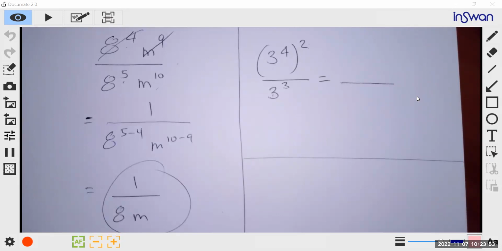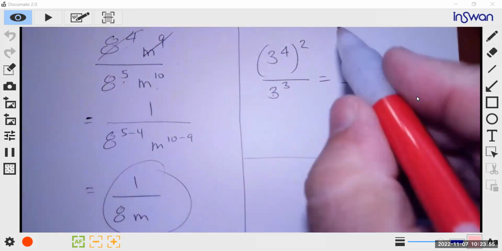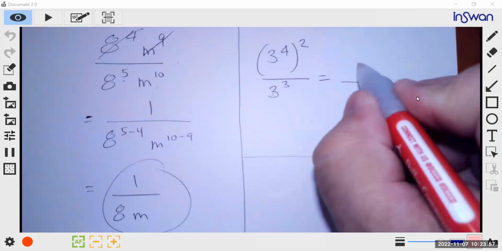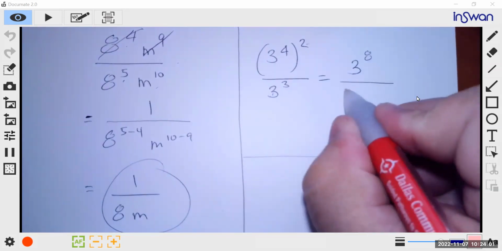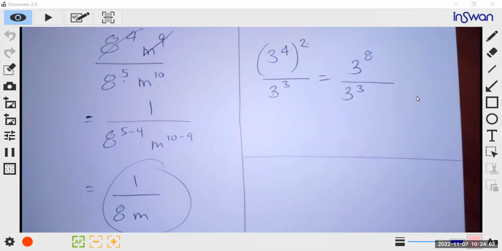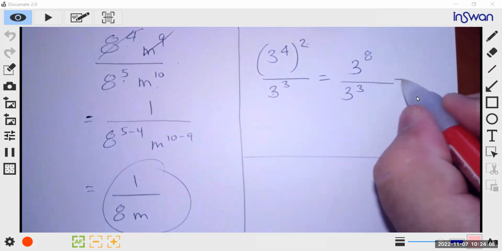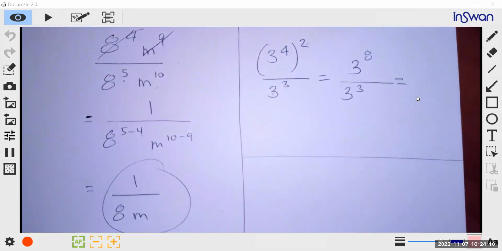Very good. Power to a power you multiply. 4 times 2 is 8. You have the same bases on top and bottom, different exponents. So what do you do there? We add them.